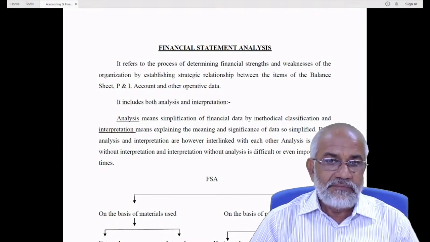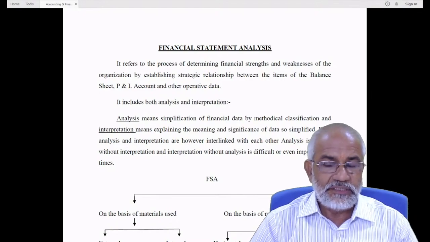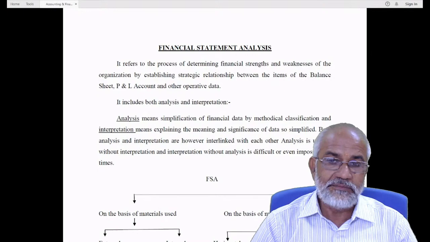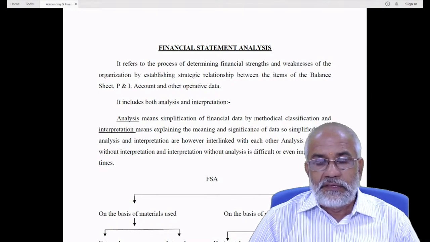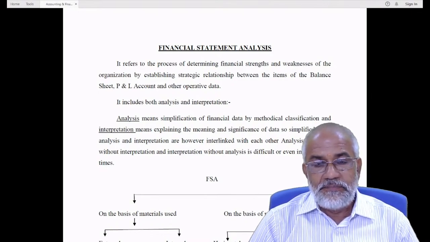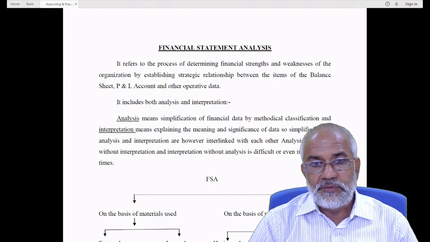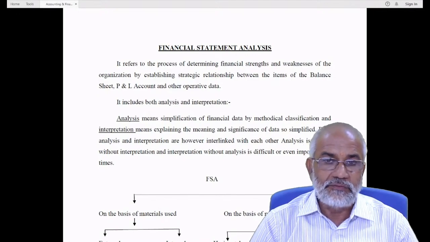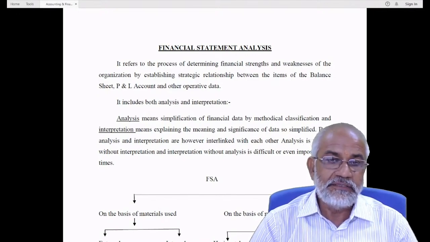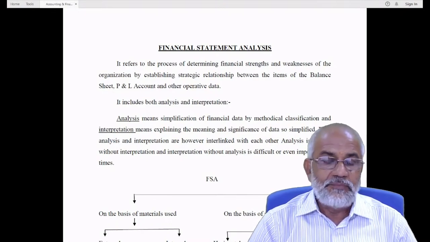In a common manner, by financial statement, we mean there are two major components in it. One is the income statement, and the second one is the balance sheet, which is otherwise called the financial statement. Income statement means the trading account, the profit and loss account, and in some cases it may include the profit and loss appropriation account. The transactions below the line are incorporated in the profit and loss appropriation account.